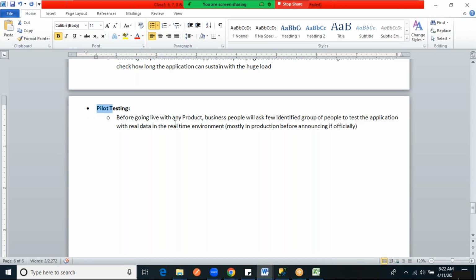In a similar way, you can apply it here also for our application. Before you deploy to production officially, some people will test it and confirm that the integration has happened and the product is deployed properly or not. They test in the real-time environment itself, mostly in production. Okay, that is what pilot testing is.